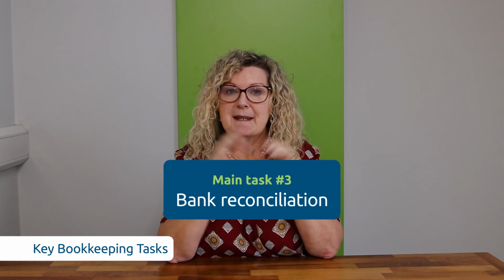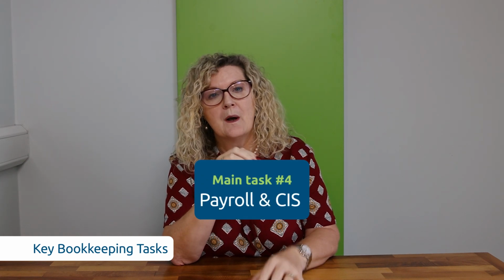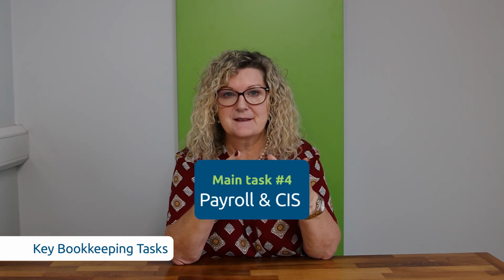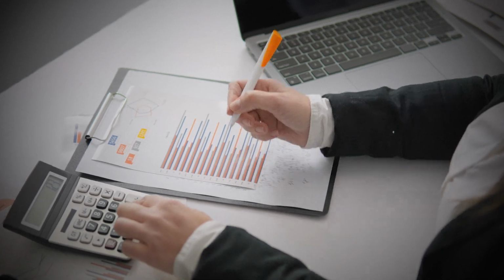Number three is bank reconciliation. This ensures your bank transactions match your records and it helps prevent cash flow surprises. And then number four, payroll and CIS, if applicable. If you have employees or subcontractors, keep payroll and subcontractor deductions organised.